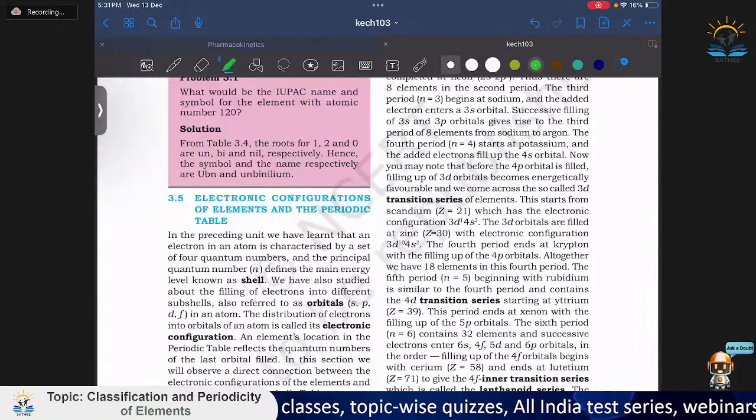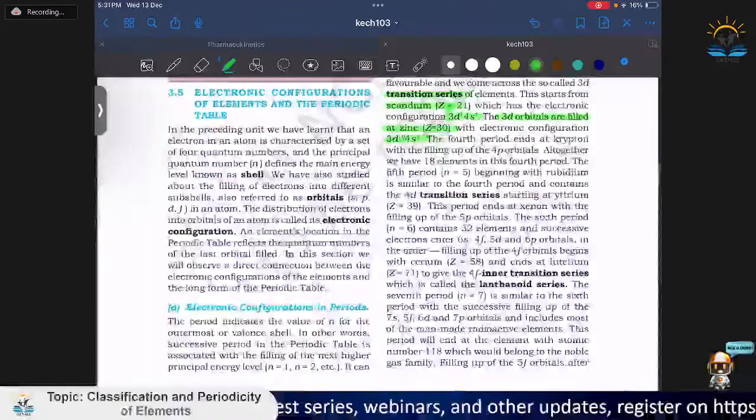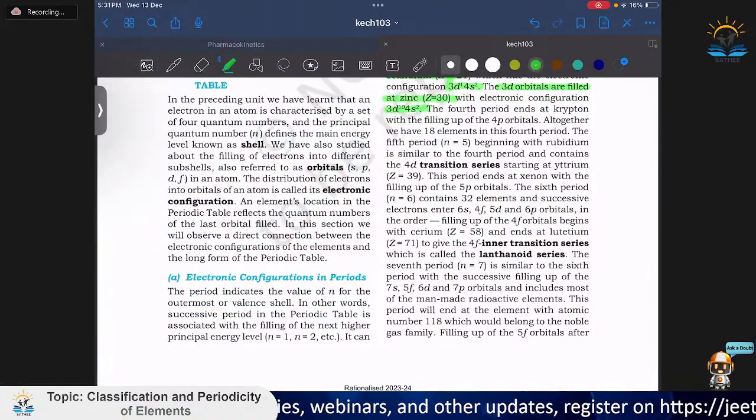Let's read about transition metals. Okay, this starts from scandium, which is Z equal to 21. Electronic configuration of scandium is given. 3d orbitals are filled till zinc. Fourth period ends at krypton. They have given a transition series.